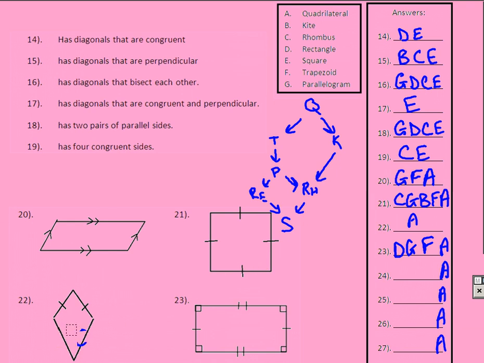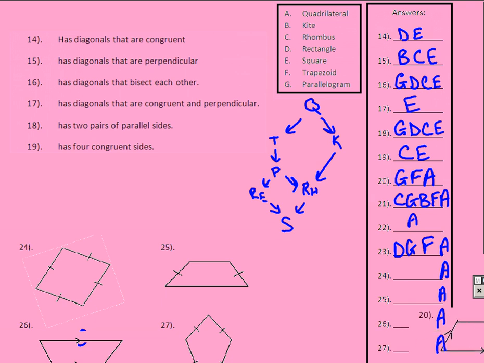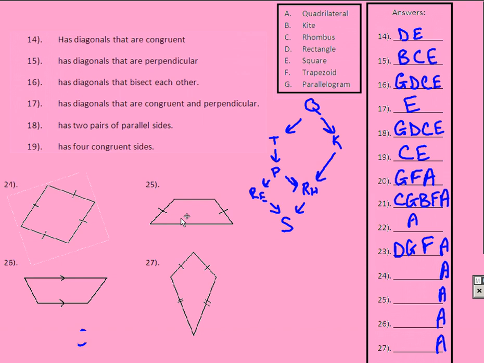We have our next set for 24 through 27. What we're going to look at here, 24 is the same one that we had as number 21, where we have four sides that are congruent. Four sides being congruent is a rhombus. That makes it C. A rhombus is also a parallelogram. It's also a kite, trapezoid, and quadrilateral. So we also want to say parallelogram G, kite B, and trapezoid F, and quadrilateral A.